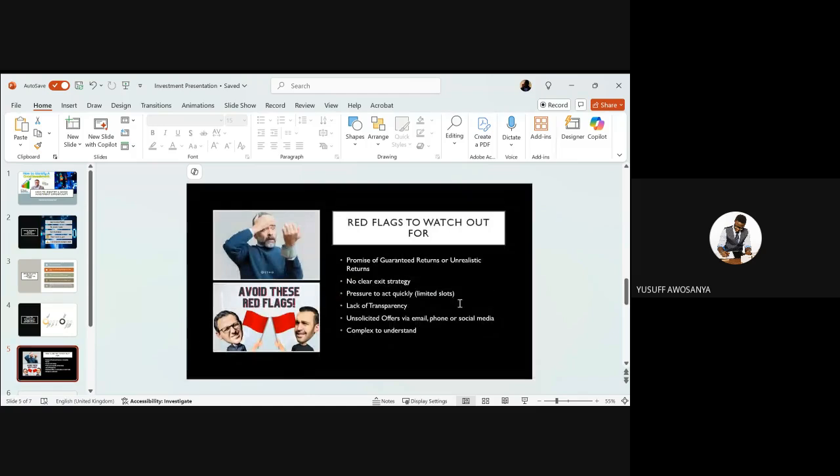So we are going to go to red flags because of what just recently happened with the Ponzi schemes. What are the red flags to look out for? The first one is any investment that promises unrealistic returns. That, okay, you're going to get 100% of your money back within a week or a month. That looks unrealistic. So you need to do further due diligence.